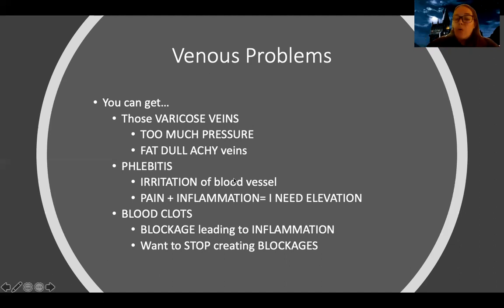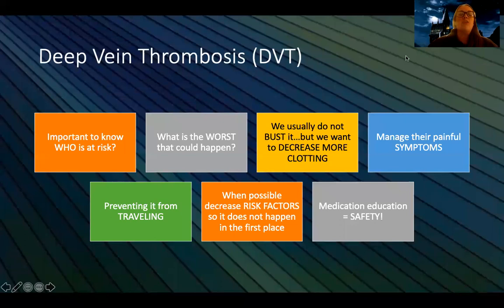And so my goal for blood clots is not actually, because once I have one, I usually do not get rid of it. We'll talk about this here in a second. I usually can't get rid of it, but what I want to do is not create more blockages. So we talked about PAD as the big arterial problem. Let's talk about DVT as the big venous problem.